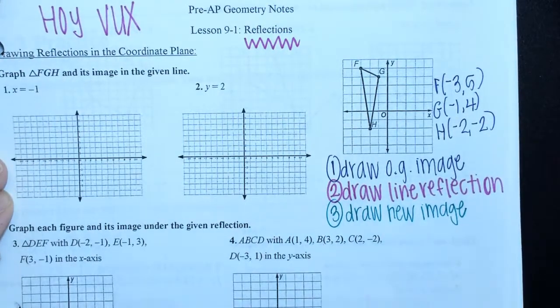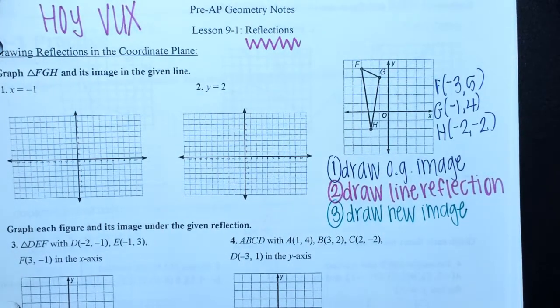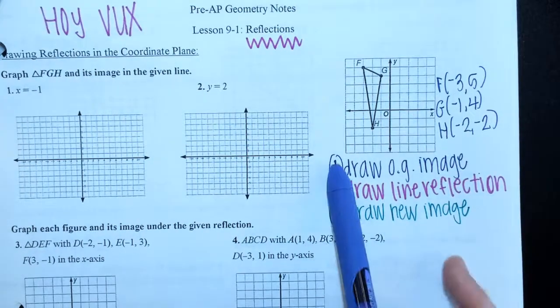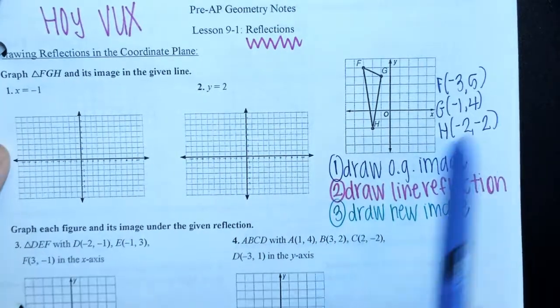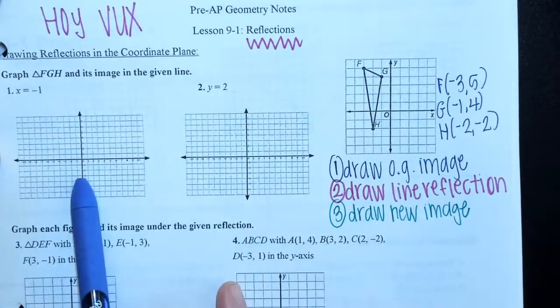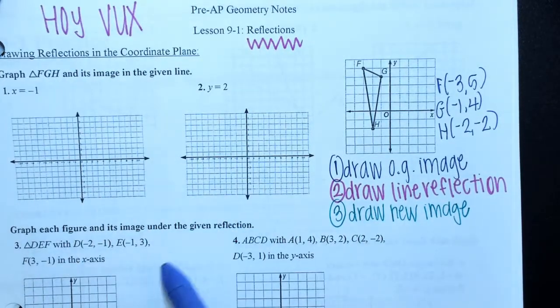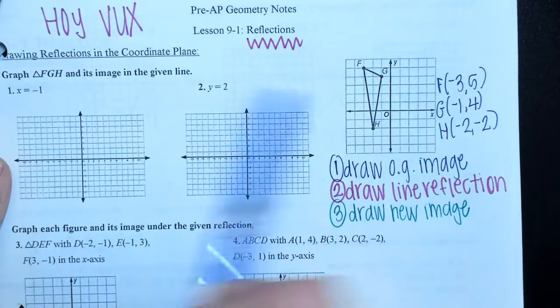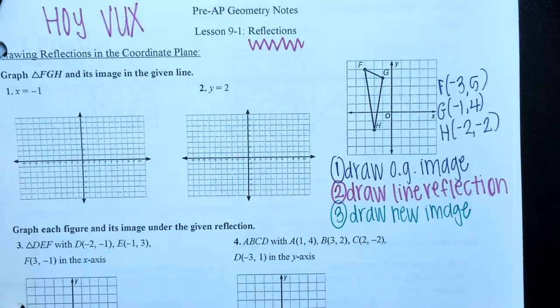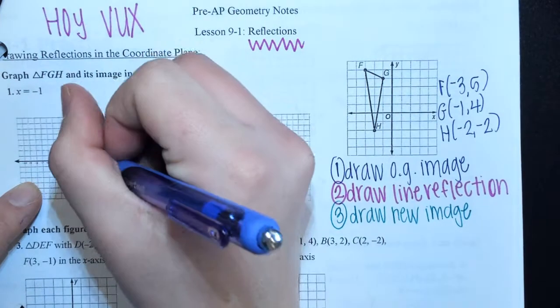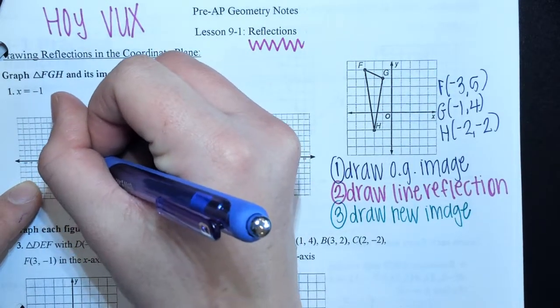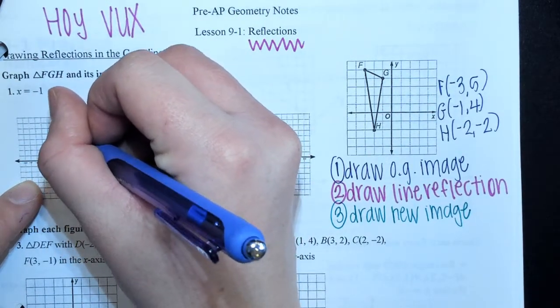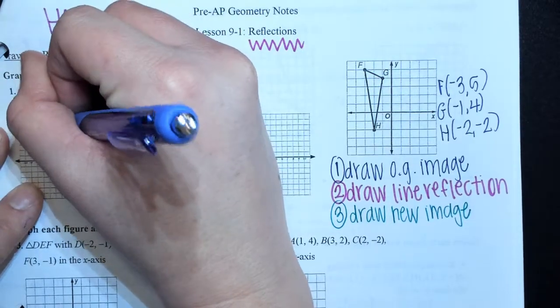So what I need you to do in color number 1, I need you to go draw your original image, which are these 3 points on both 1 and 2. Can you do that for me? So go plot these 3 points on 1 and 2. Don't forget to label your points.